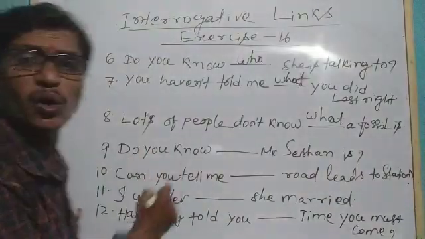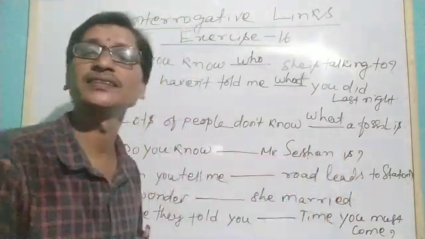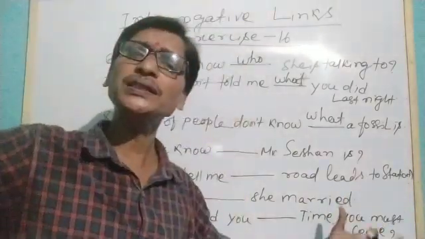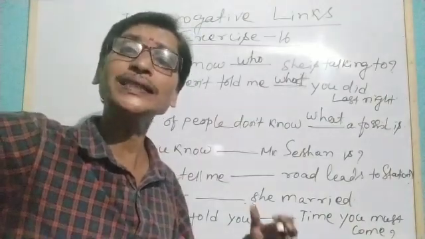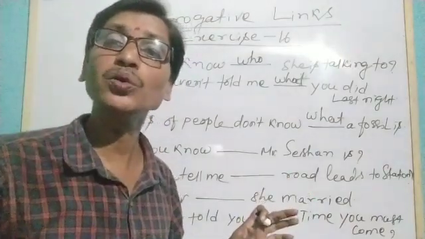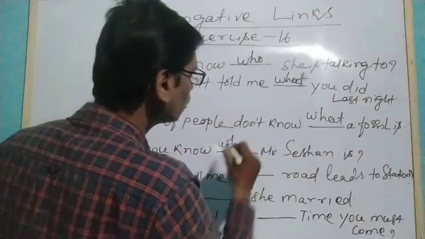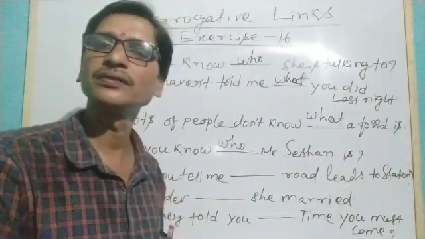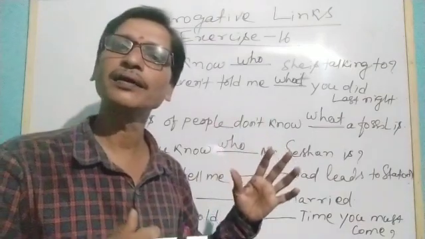Similarly, do you know who Mr. Sasson is? Mr. Sasson is a person. There can be a lot of Mr. Sassons. And what is his profession? And why is he important? So we want to know about him. Therefore we can use who. Do you know who Mr. Sasson is? Yes, I know Mr. Sasson is a retired officer.